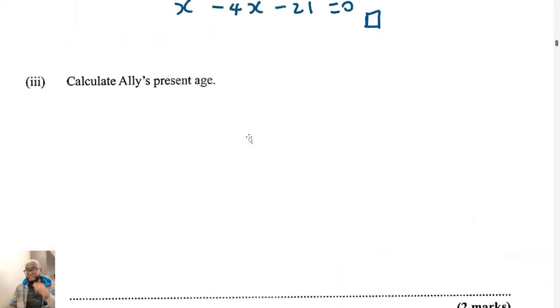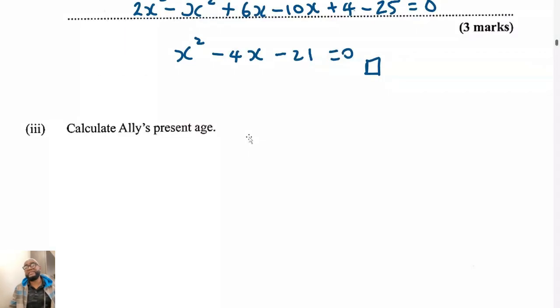Calculate Ali's present age, right? So in order to calculate Ali's present age, we have to solve, not simultaneously, sorry, we have to solve the quadratic equation. But when you solve that quadratic equation, you would get two answers. The one that is positive would be the correct answer because you cannot have a negative age. Everybody clear? So let me line up the shot.